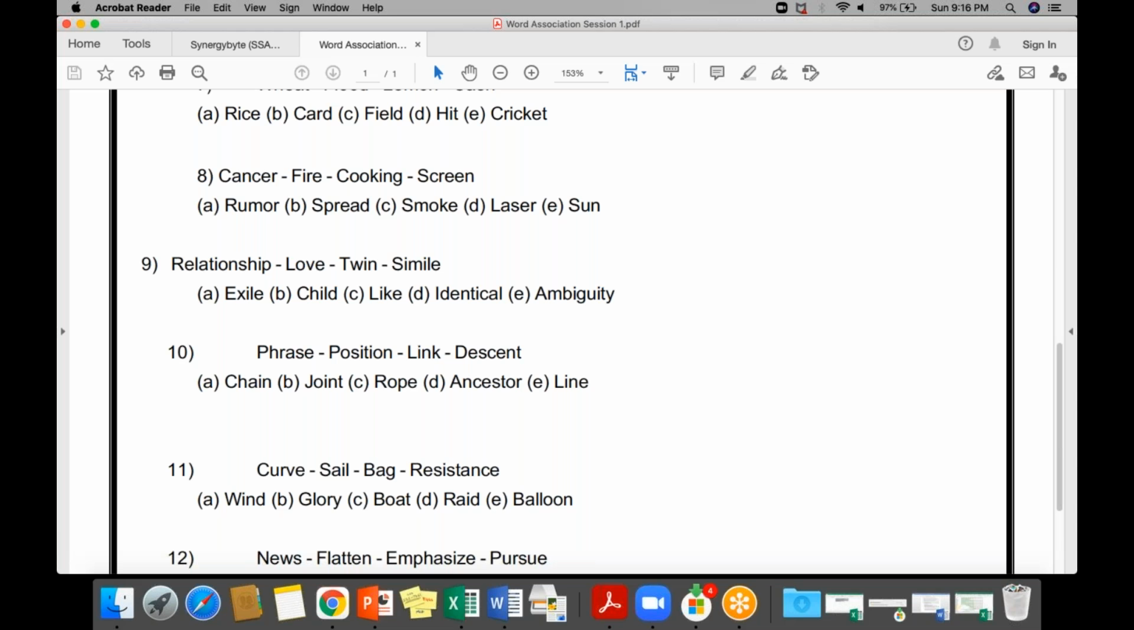For all those who answered boat, can we? How do we relate boat and bag? Can we or can we not? Can I relate boat with bag or not? So my correct answer over here, right. Wind is the correct answer. Wind is the correct answer for question number 11.